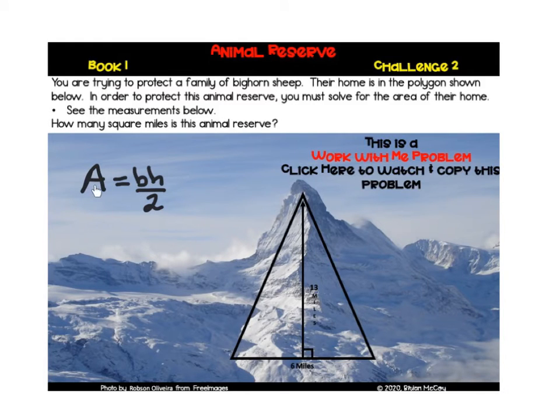Alrighty, the next thing I'd like you to do is write down the formula for the area of a triangle, and it is base times height divided by 2. The reason that works is that all triangles are really a rectangle that only has half of the area of the rectangle. Let me explain that a little more.